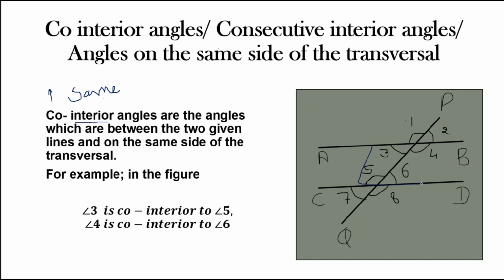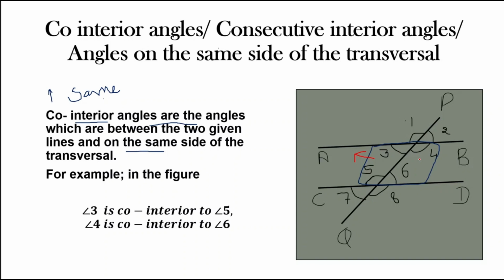So it is either 3, 4, 5 or 6. Co means same. So out of these angles, which are on the same side of the transversal. So co-interior angles are the angles which are between the two given lines and on the same side of the transversal. For example, if I ask you which angle is co-interior to angle 3, obviously you have to look at 4, 5 and 6. This is the first condition, because it has to be between the lines.